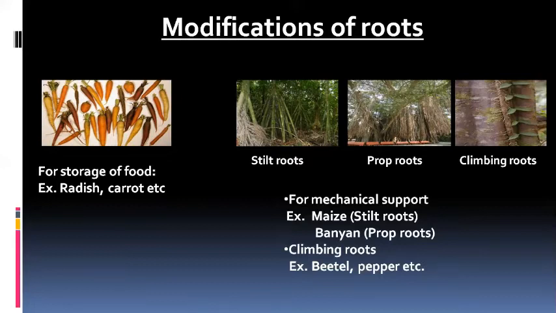If we talk about examples, the stilt root is found in maize, and the prop root is found in the banyan. So let's talk about another function, that is the climbing purpose. Here also they are performing mechanical support. Plants like betel, pepper, etc., have roots which arise from their stem, and they attach themselves to the support for the climbing purpose.